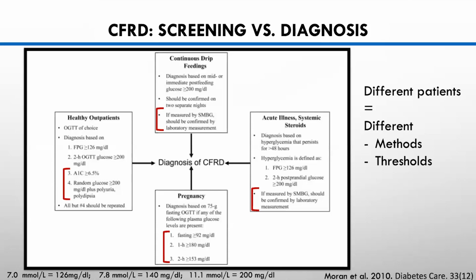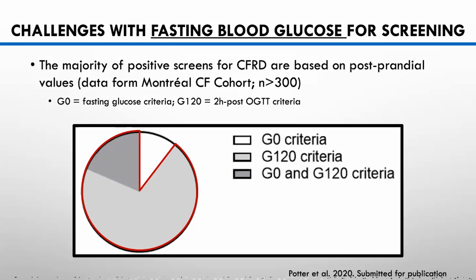So this is a key figure from one of the last consensus documents, and you can see that for different kinds of patients, if you're pregnant or if you're a healthy outpatient, if you're hospitalized or if you have a continuous drip, there are different methods and different thresholds. That might be quite easy for someone like me working in diabetes. That might not be very easy in some CFRD teams. This is evidence-based, but I understand this can create some confusion. So let's revise all those criteria and see which ones could be useful or not.